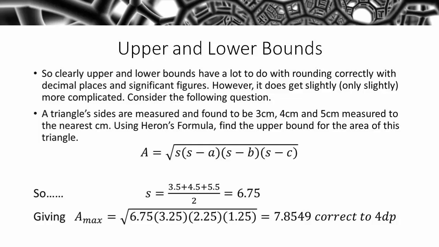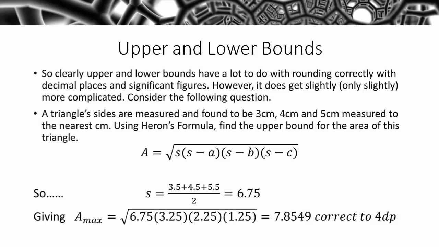So clearly upper and lower bounds have a lot to do with rounding correctly, with decimal places and significant figures. However, it does get slightly more complicated than that. Let's actually use Hero's formula, which we just met in the last part of the presentation. Let's say a triangle's sides are measured and found to be 3 centimeters, 4 centimeters and 5 centimeters, and they were all measured to the nearest centimeter. Using Hero's formula, find the upper bound for the area of this triangle.